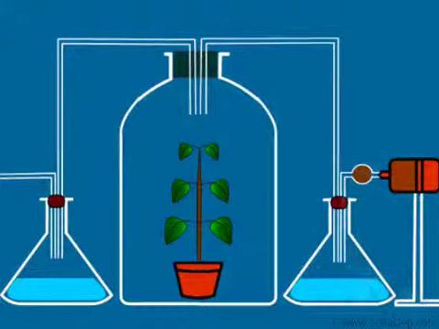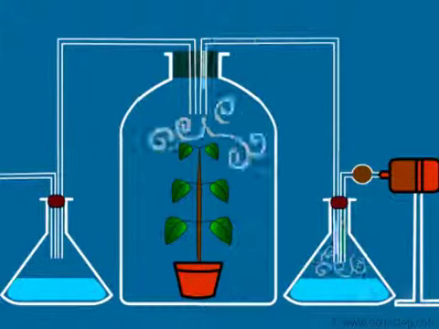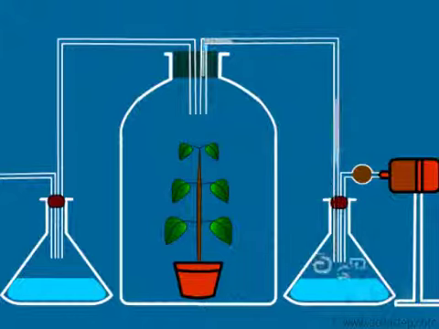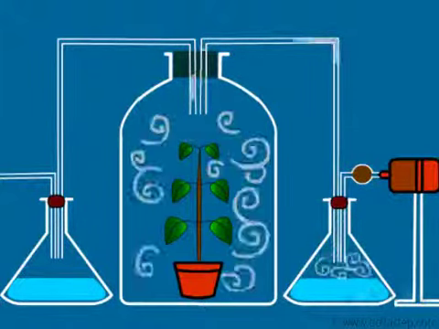We have made the air free of carbon dioxide before passing it to the plant. Why? Because later we will test this air, and if carbon dioxide is found, we can be sure that it is given out by the plant and was not present from before. So now this filtered air is passed through this tube into this bell jar that contains a potted plant.